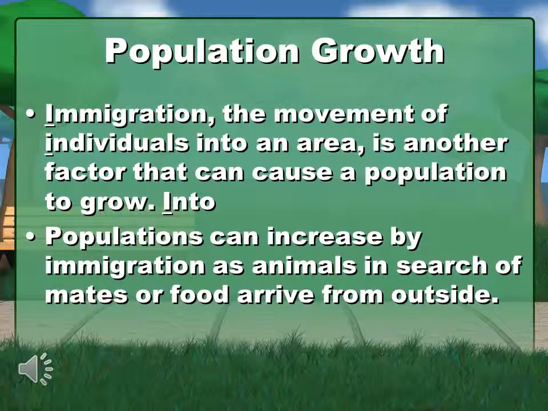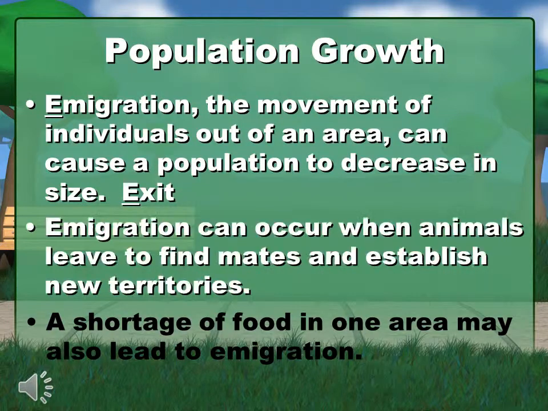Population growth. Immigration. The movement of individuals into an area is another factor that can cause a population to grow. You can remember immigration because it starts with an I and it stands for into. Populations can increase by immigration as animals in search of mates or food arrive from outside.